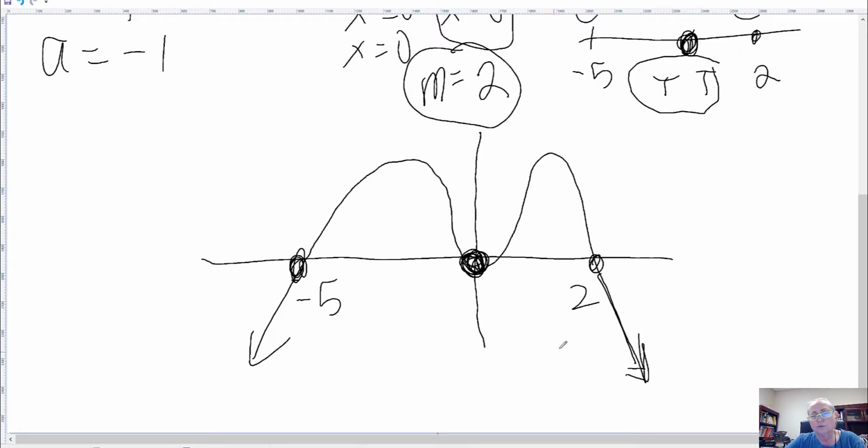We don't know the height of these peaks, because that is a calculus topic. But we do know that it has to go to negative 5, it has to go to 2, and it has to go to 0. And that it crosses here, and it touches and turns here, and that the ends go down. So that's how we graph that function. Okay, that was number 6.